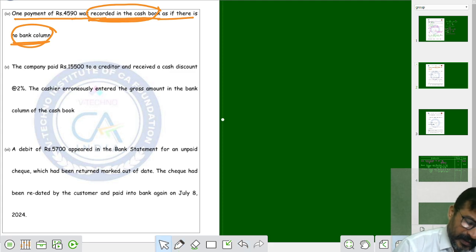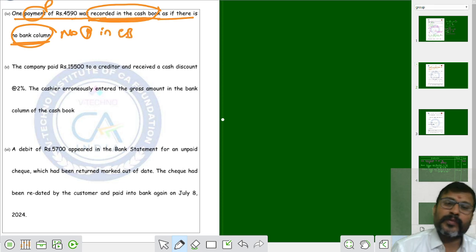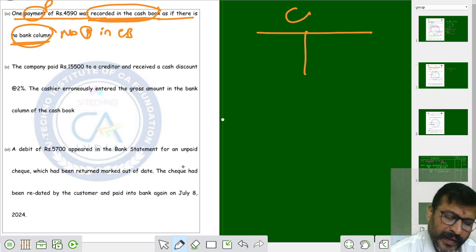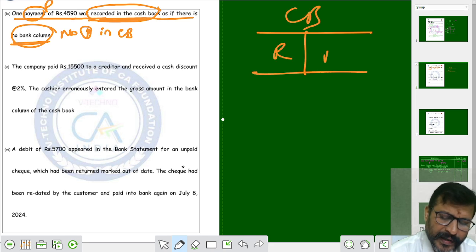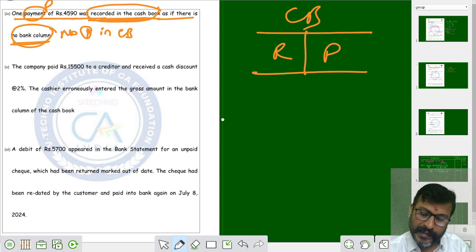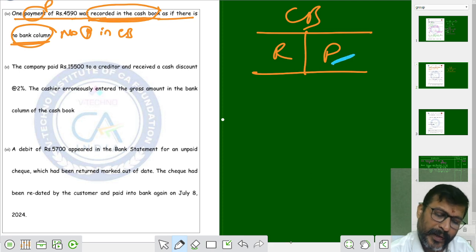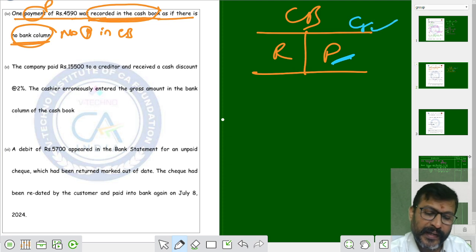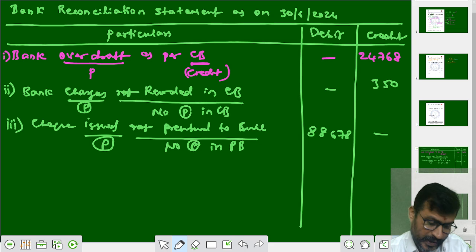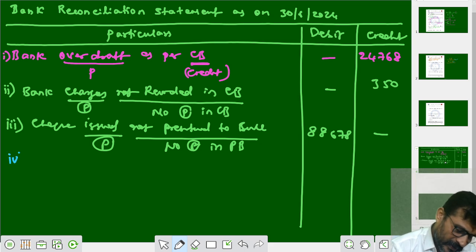Payment means payment only. No bank column means no payment in which book? Cash book. See, this is your cash book, receipts and payments. He is telling that as if there is no payment. No payment means no credit. So where to take it? We have to take it on the credit side. What is the point number 4, right?